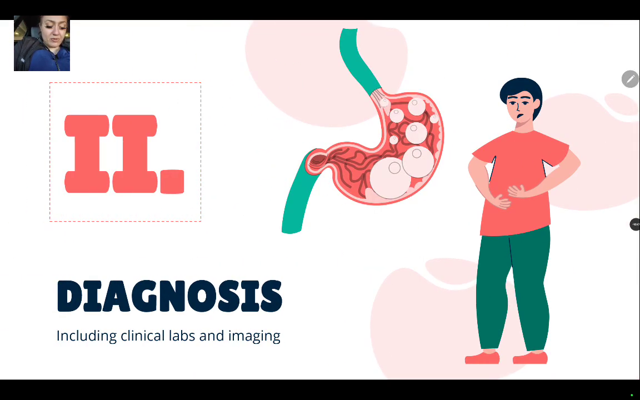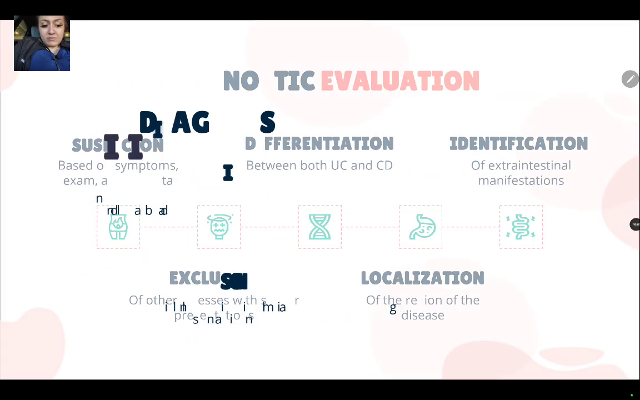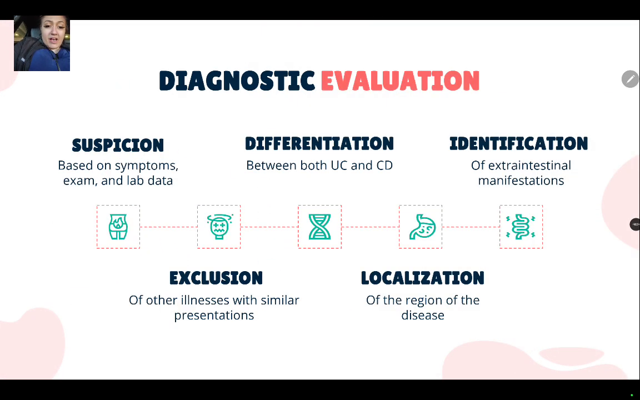So, diagnosis, which is our next section, including clinical labs and imaging. So the diagnostic evaluation of IBD involves 5 steps. The first is clinical suspicion of the illness based on clinical symptoms, examination, and screening laboratory data. The second is exclusion of other illnesses that have a similar presentation.